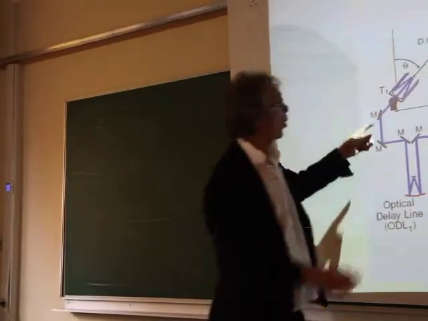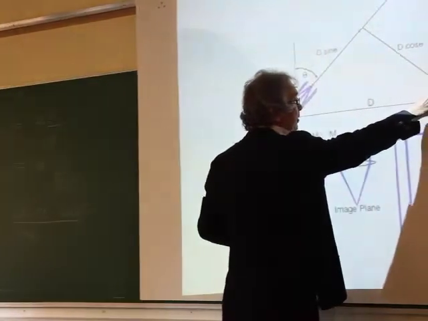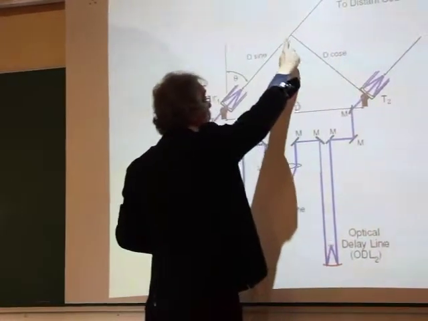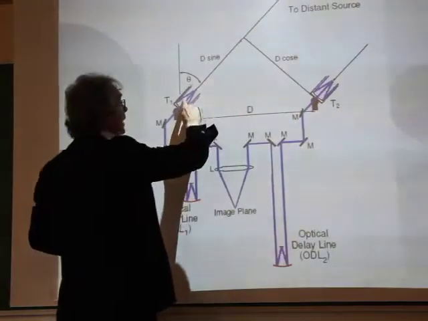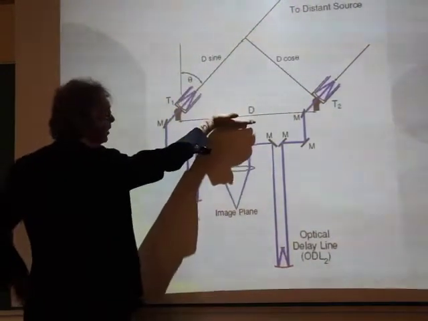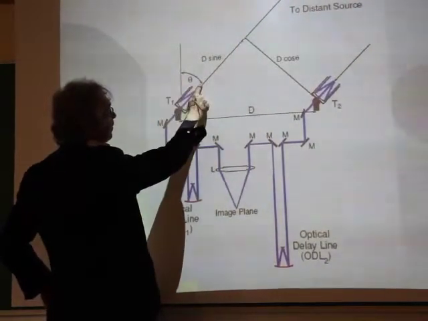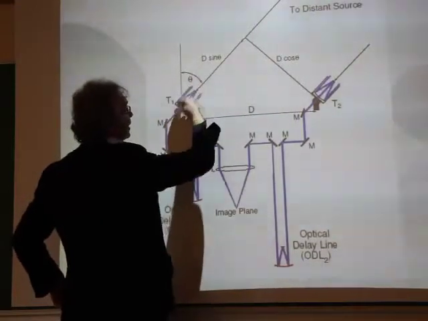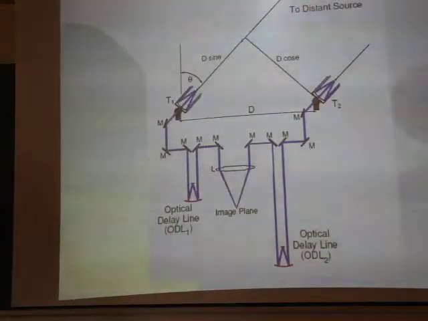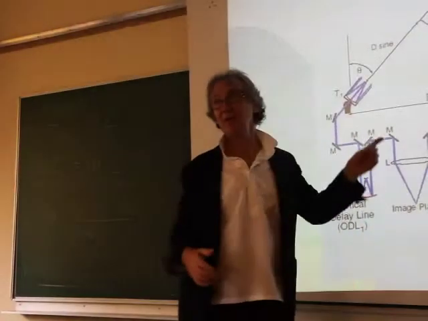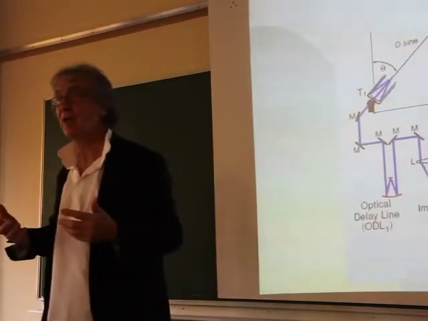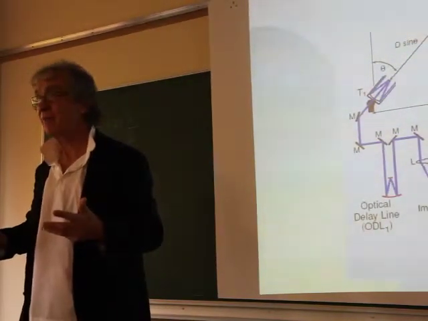What is the difference in distance between the arrival of the wavefront here and there? It is this distance, which is simply the projection of the baseline on that direction. If this angle is theta, the path difference is d times sine theta. Because theta, the zenith distance, varies as a function of time, this varies. So you have to compensate for it online, directly.